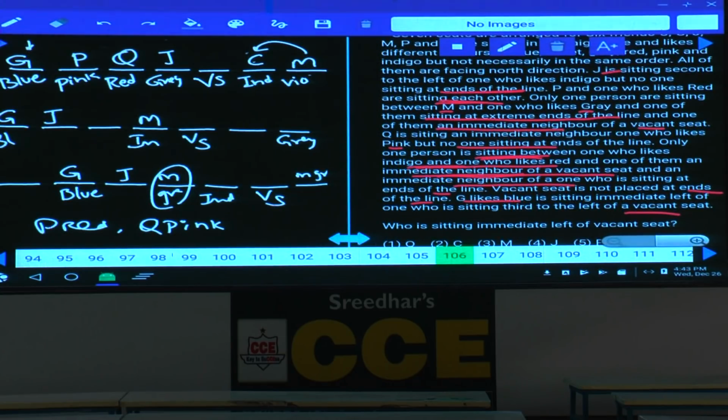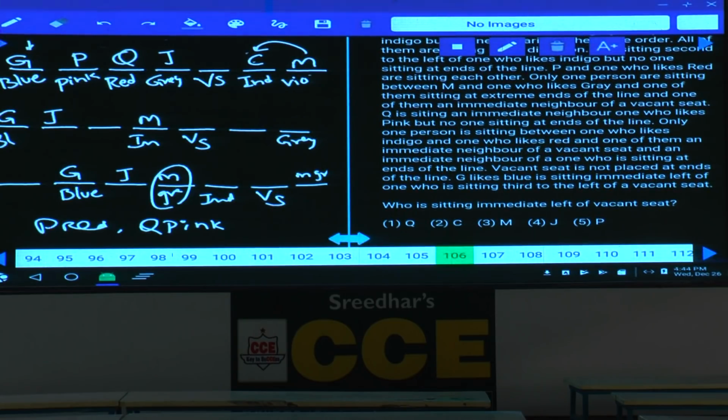And this is the final arrangement. What is the final arrangement here? G, blue, P, pink, Q, red, J, gray, and the next one is a vacant seat. Next one, C likes indigo, M likes violet. Now this is the final information here. Then who is seated to the immediate left of a vacant seat? Tell me here. J, the one who likes gray, that is choice 4.